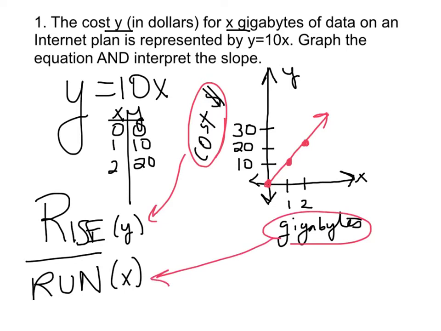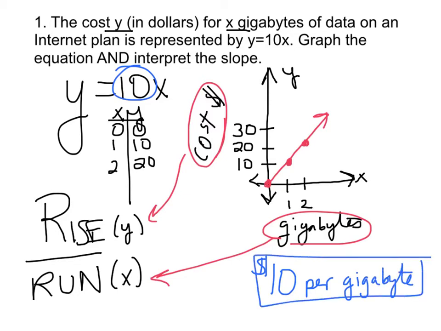So what's your label? Your label would be 10 dollars per gigabyte. Because slope is 10, that's m. Your slope is 10, so if you interpret the slope, that would mean it's $10 per gigabyte. And that would be your answer.